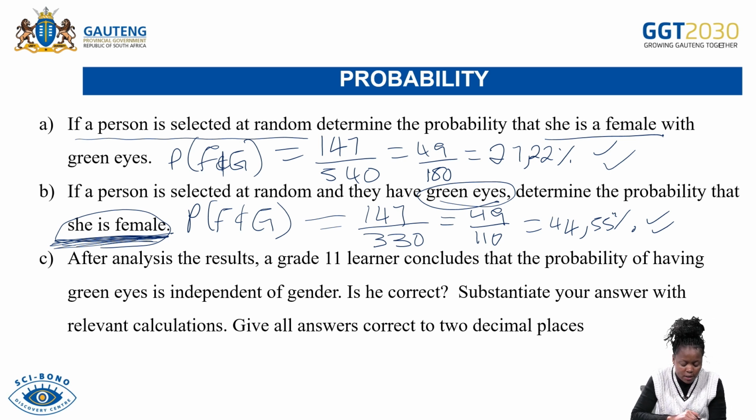After analyzing the results, a grade 11 learner concludes that the probability of having green eyes is independent of gender. Remember the independent events, ne? Is it correct? Substitute your answer with relevant calculations. Give all answers correct to 2 decimal places.